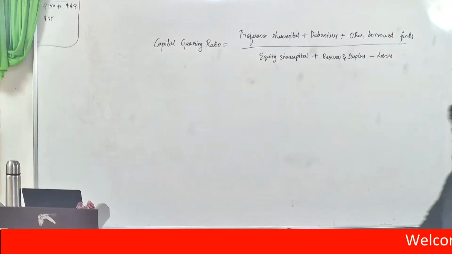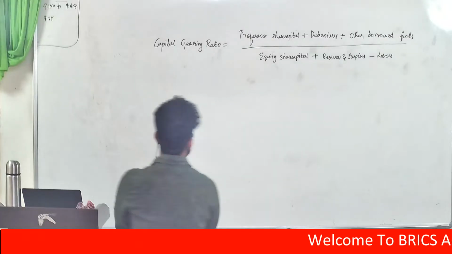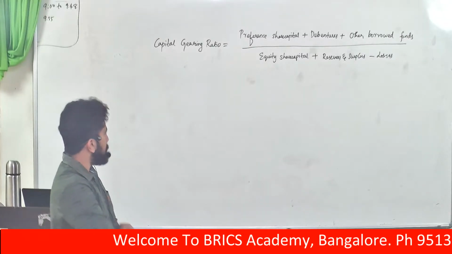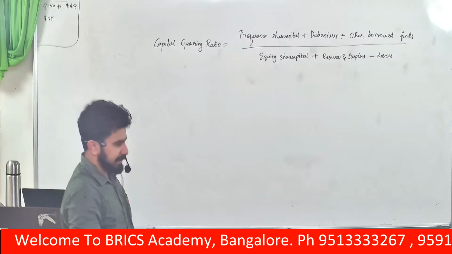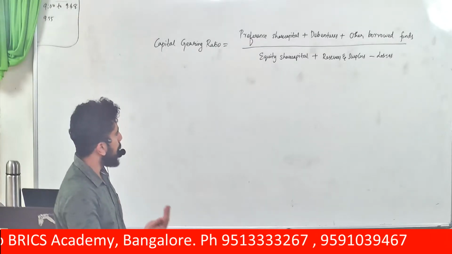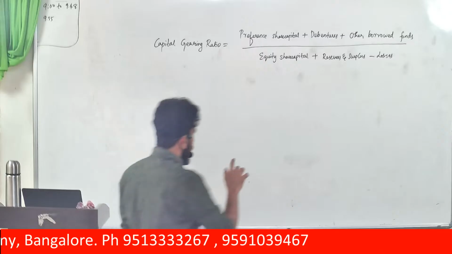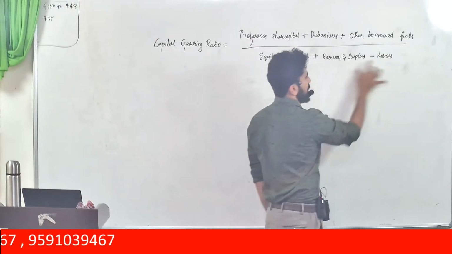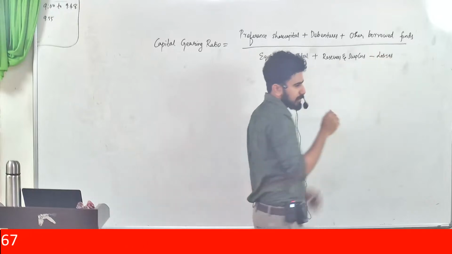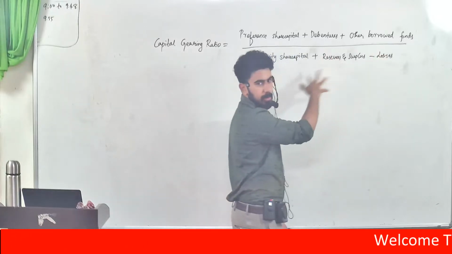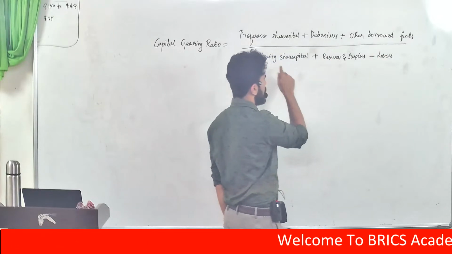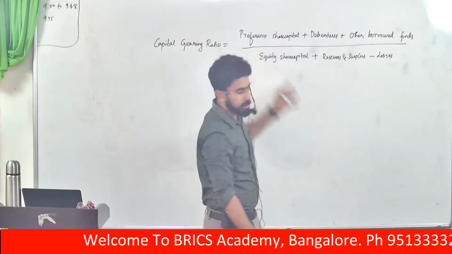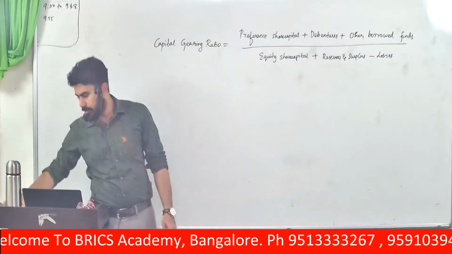Guys, this capital gearing ratio essentially shows the proportion of external borrowed fund compared to equity share capital. If you see the denominator, this is equity share capital, shareholders equity. Normally this is all the same, it is just structured differently: equity share capital, reserves, surplus, losses. Anyway, we'll consider it that way only. Normally shareholders equity would mean the same thing.